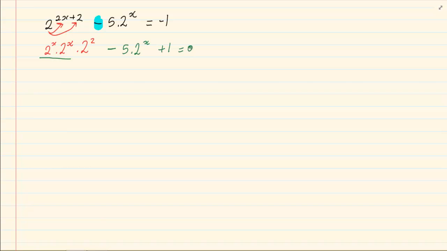Why am I bringing the 1 over? Because I should know by now that if I have 2 to the power of 2x, I am looking at a trinomial. 2 to the power of x, we're going to make it equal to k, giving us k squared times 4, because 2 to the power 2 is 4, minus 5k plus 1 is equal to 0.